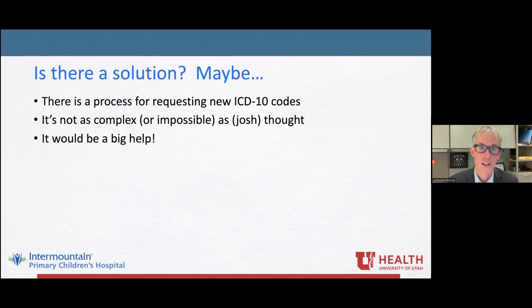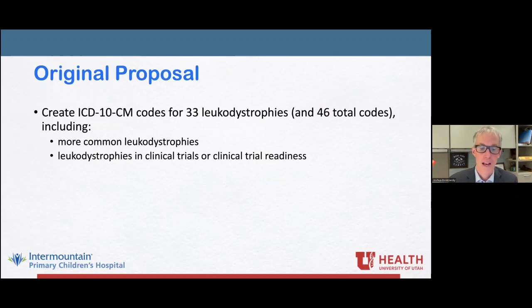And as it turns out, Monica Baker was really important for saying, Josh, there's actually a process for getting new ICD codes. And with Monica's help, it turns out that it's a complex process, but there's actually a pathway for how to do this. So a couple of years ago now, we put together a proposal for 33 different leukodystrophies, which would have been 46 different codes. We asked for the most common leukodystrophies, and also ones where we could see that there are either clinical trials in process or clinical trials coming. So we're asking for a lot of codes.